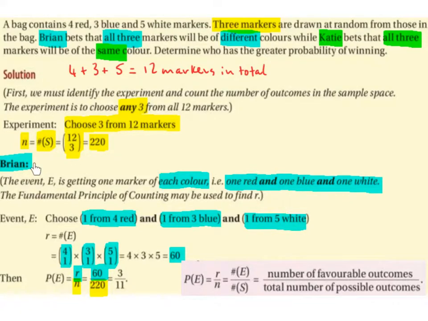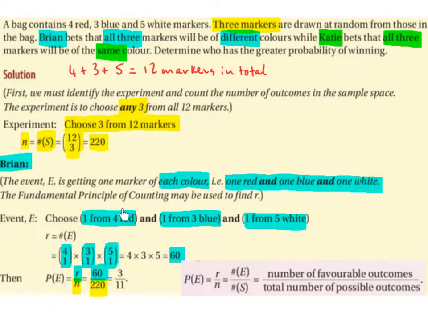So let's have a look at Brian. The event E is getting 1 marker of each colour, i.e. 1 red and 1 blue and 1 white. The fundamental principle of counting may be used to find r. So we have to choose 1 from 4 red and 1 from 3 blue and 1 from 5 white. So r is the number of elements of E, the cardinal number of elements.